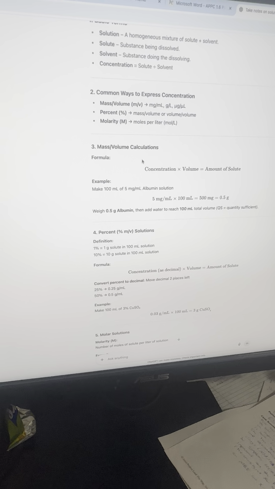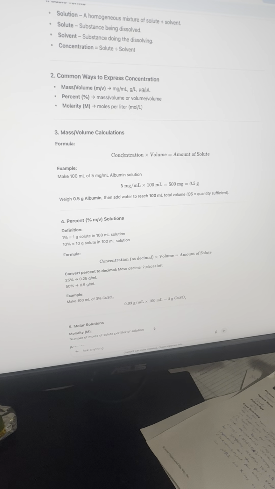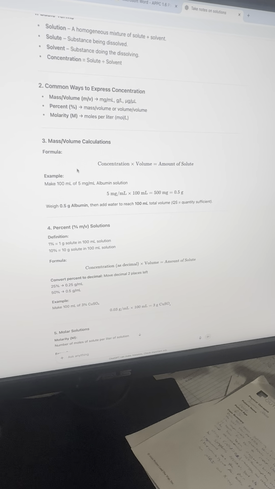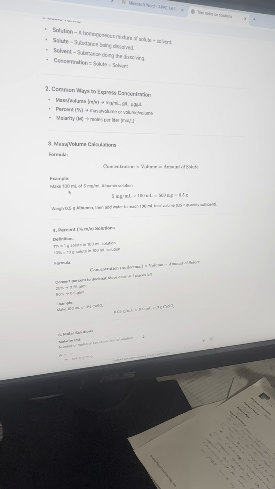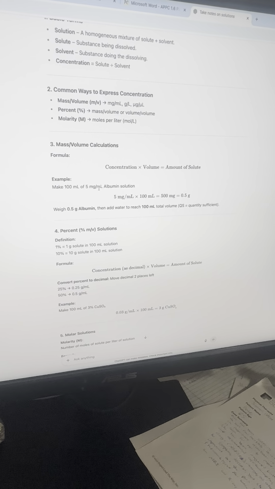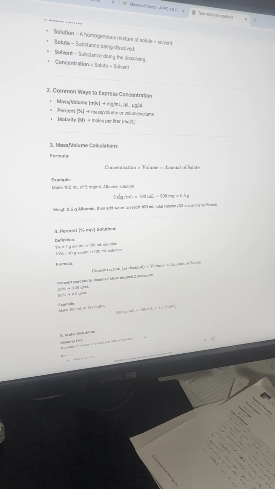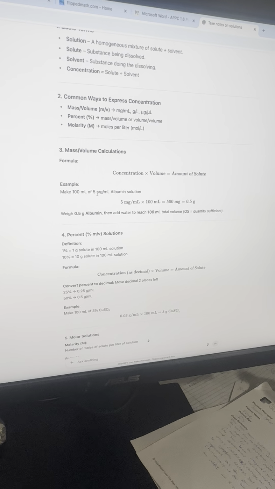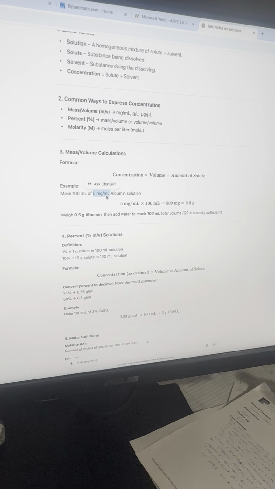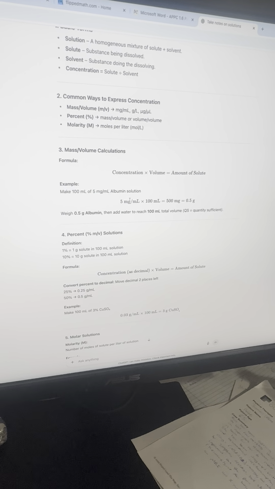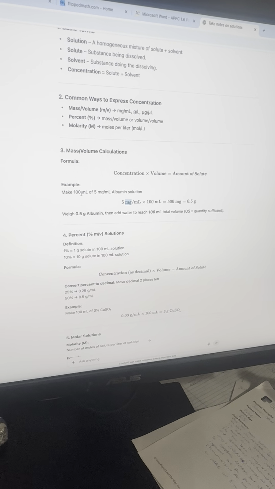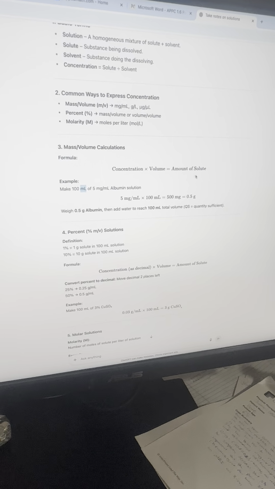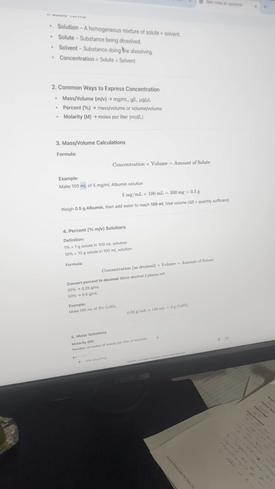Okay, and then for mass over volume, usually it's concentration, which is solute divided by solvent, times the volume, because that gives the amount of solute. This is an example: make 5 ml of a 5 mg/ml albumin solution. So you just multiply concentration by volume. If it's given like this, you know that's the concentration, and this is of course volume because it's ml. Multiply that and you get the grams, which is the amount of solute, and solute is the one being dissolved.